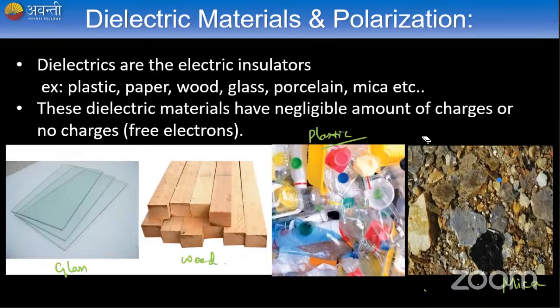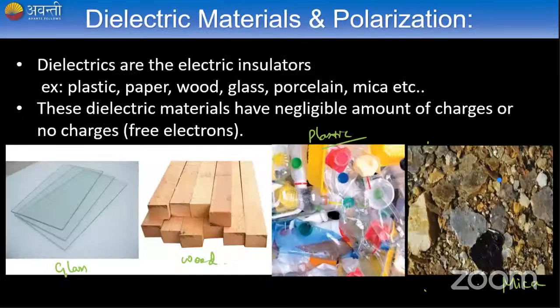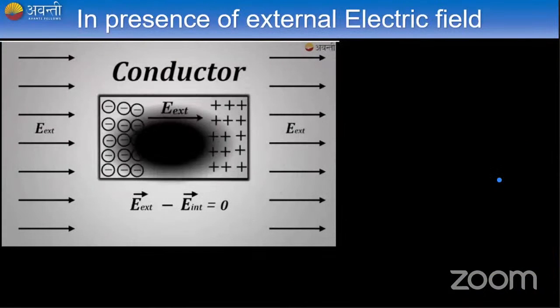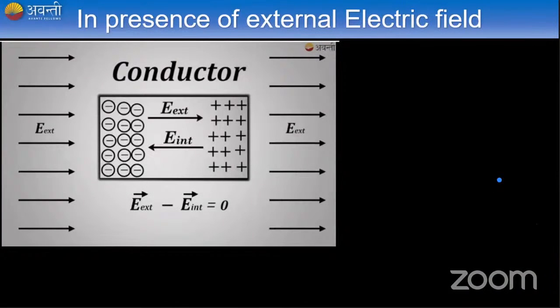So let's come to dielectrics now. What happens to dielectrics in the presence of an electric field? We'll study that now. What are present in our dielectrics, guys? Dielectrics are nothing but electric insulators, which do not conduct electricity. Now, in the presence of an electric field, what happens to a conductor? I hope we studied this in our previous chapter. Tell me what happens to our conductor in the presence of an electric field.